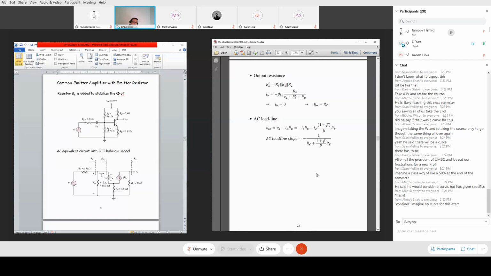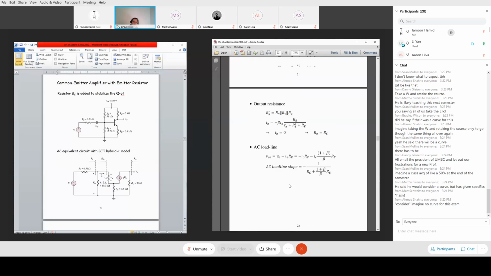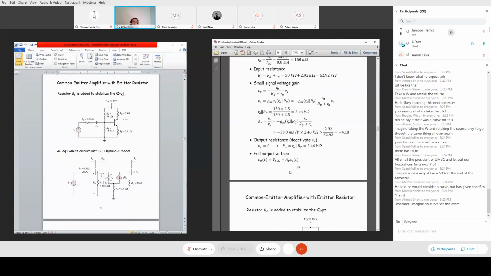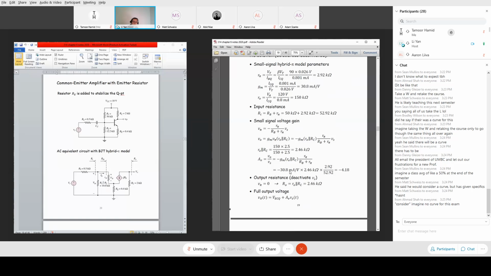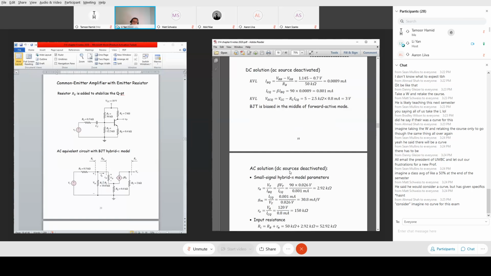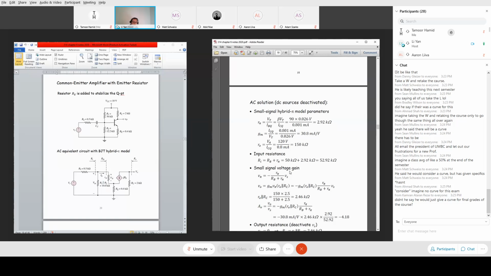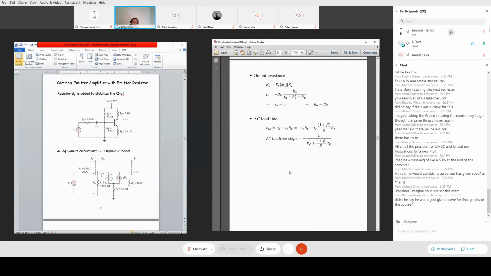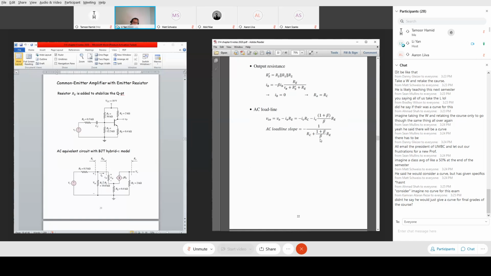Okay. So this AC load line slope is different from the previous one. Did I have the AC load line slope? I didn't derive the previous one. Okay. Any question? So the RE effect is coming in to affect the AC load line slope. Any question?